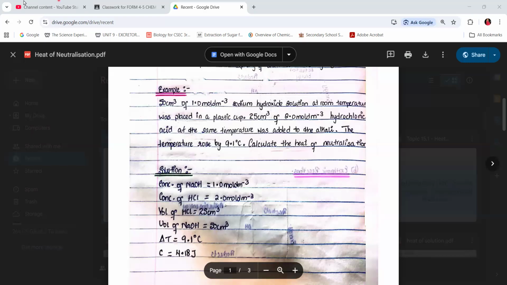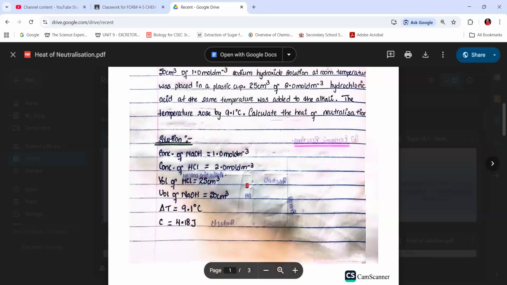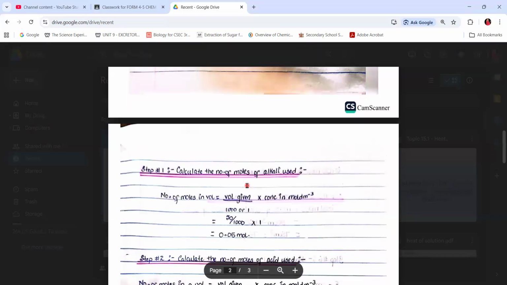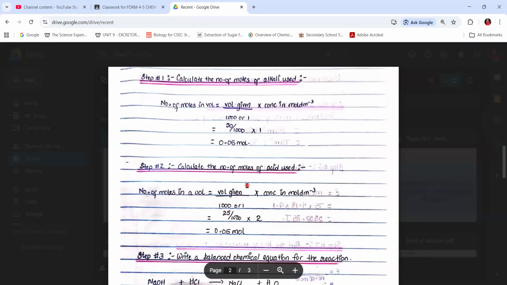All right, moving on. So everybody have this part. Right, so I have this stuff broken down step by step as to what you need to do. First and foremost, we need to calculate the moles of the alkali used. So the number of moles in the volume, this is the equation you're using. You would have learned this when we were dealing with moles. Volume given, divided by 1,000 or 1 dm cube, multiplied by the concentration in moles per dm cube.